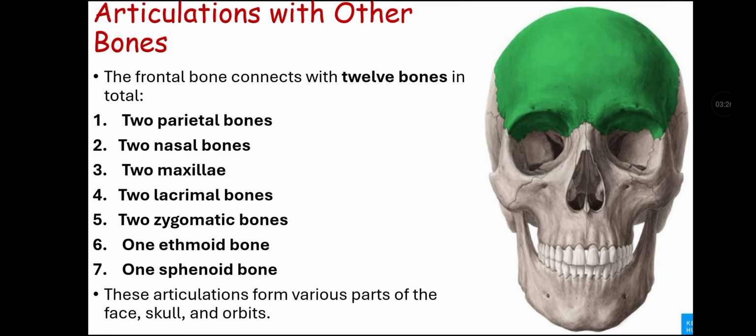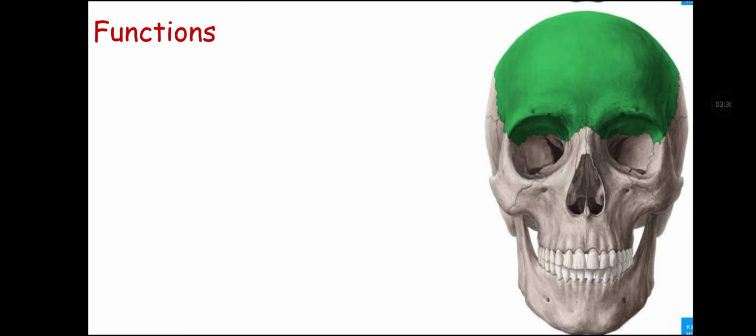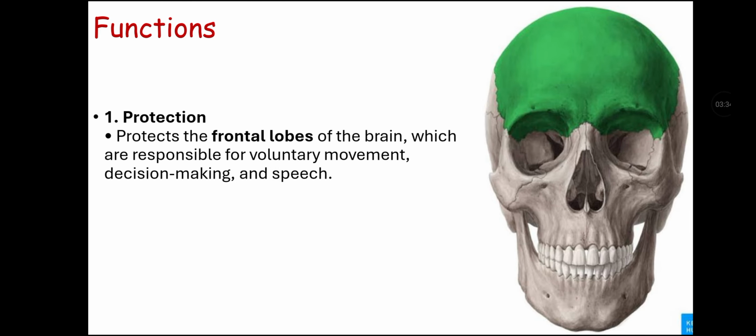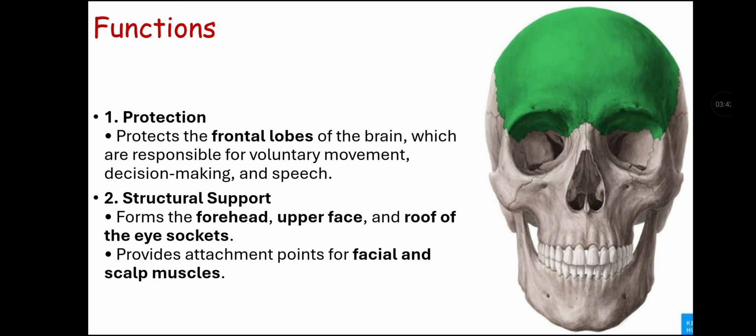These articulations are important for the exam point of view, so you need to remember them. Now let's talk about functions of frontal bone. First function is protection, as they protect the frontal lobes of brain, which are responsible for voluntary movement, decision making, and speech. Second function is structural support, as they form the forehead, upper face, and roof of the eye socket.